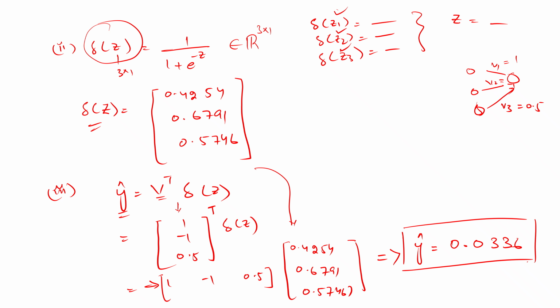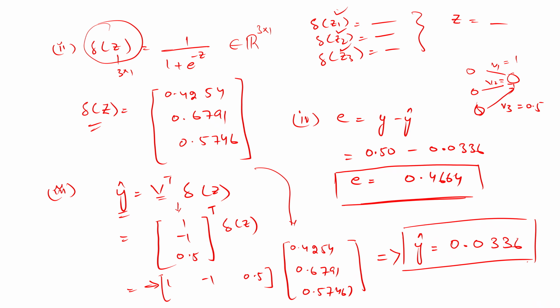Okay, now what is our next step? The next step is to take the difference between the real and estimated function. So e is equal to y minus y hat, right? What was the value of y? We already calculated this. It was 0.5. This is 0.0336. So e is equal to 0.4664. Please verify this, I may have made a mistake while using the calculator. Okay, so now we have e.